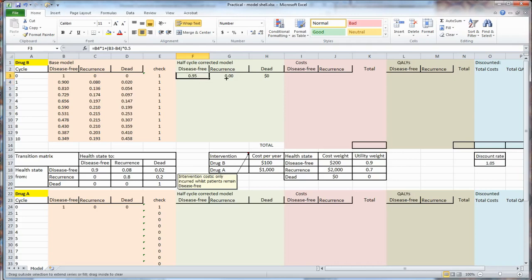And we can copy that formula across, and you can see now that we've got an equivalent proportion of 0.04, so half of this 0.08, who were in the recurrent state for a full cycle, and 0.01, which is half of 0.02, who are in the dead state for the full cycle. So that's one way of writing the formula.